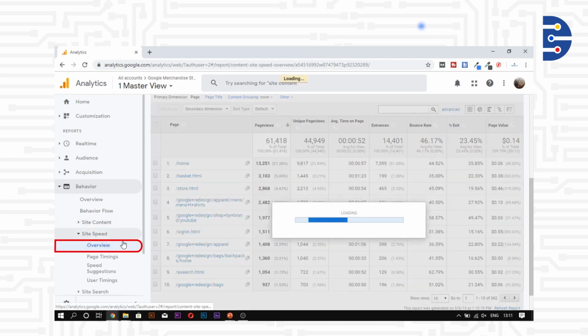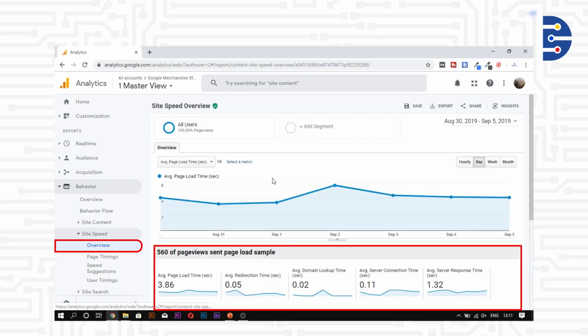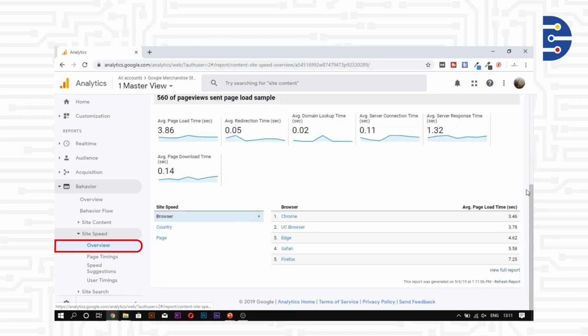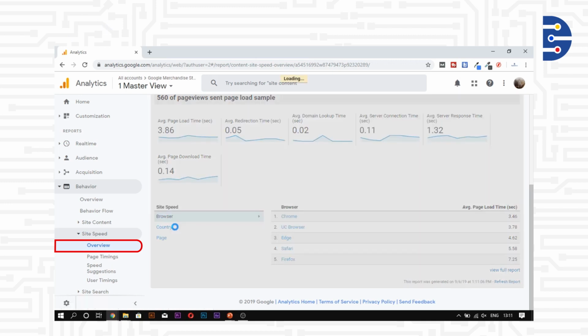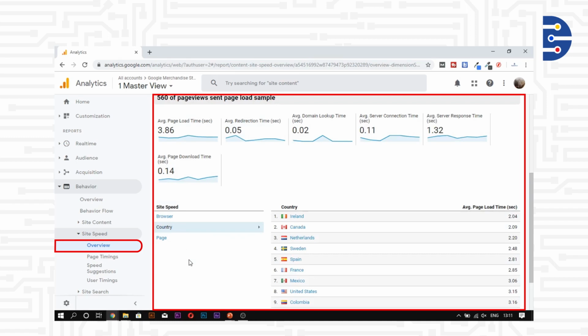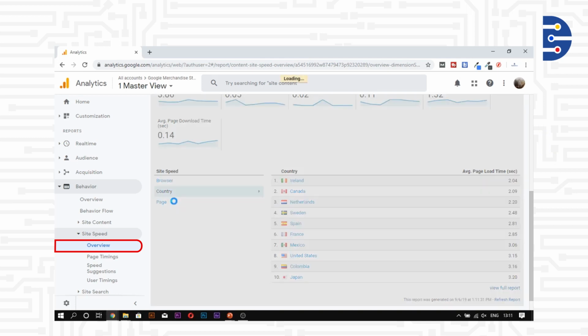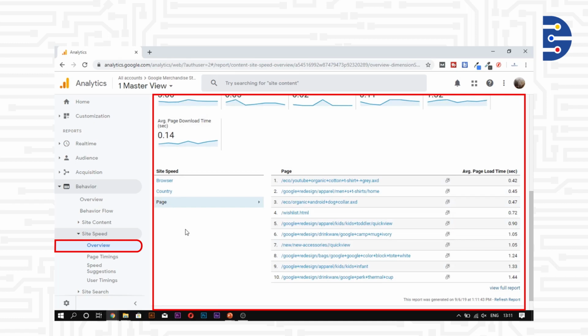The site speed overview section gives us an indication of the average page load time, average redirection time, average DNS lookup time, average server connection time, average server response time, and average page download time. We can do an in-depth analysis of the site speed per browser for different countries or for individual pages of the website. This helps us identify any site speed issues that need attention and correction.